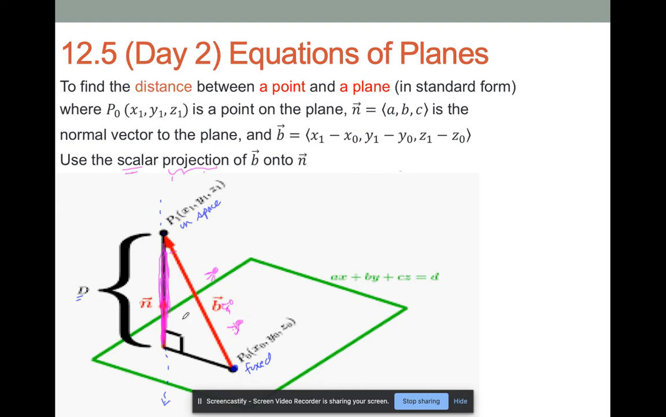But if you imagine the shadow of vector B projected down on the normal, I need the length, which is the scalar projection of B onto N. And remember, we say that's the component of B upon N. Right? And that is a number. That number is this distance. So what's the formula for the component? Do you remember that from yesterday?